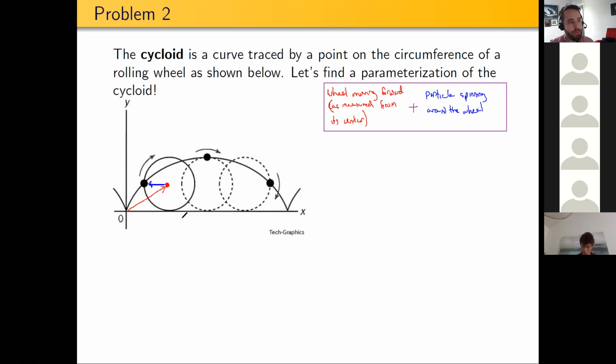And when I add those two positions together, I am going to get the actual location of the particle itself as measured from the origin, right? So in other words, I can take the wheel's center position plus the particle's position relative to the spinning wheel. And by adding those together, I can get the location of the particle in space, and that will give me the parameterization of the cycloid itself. So kind of cool, kind of advanced idea here.